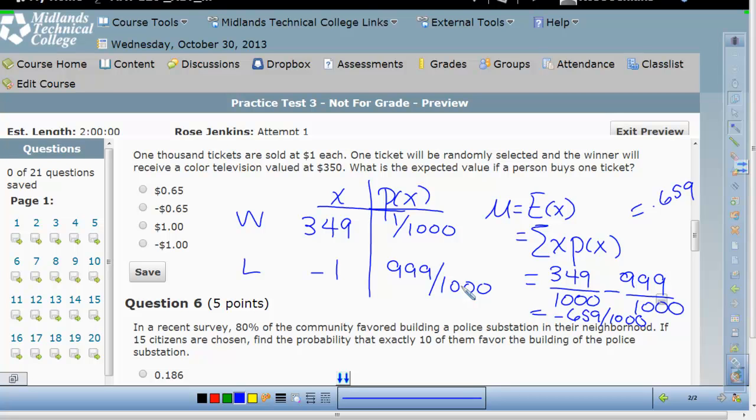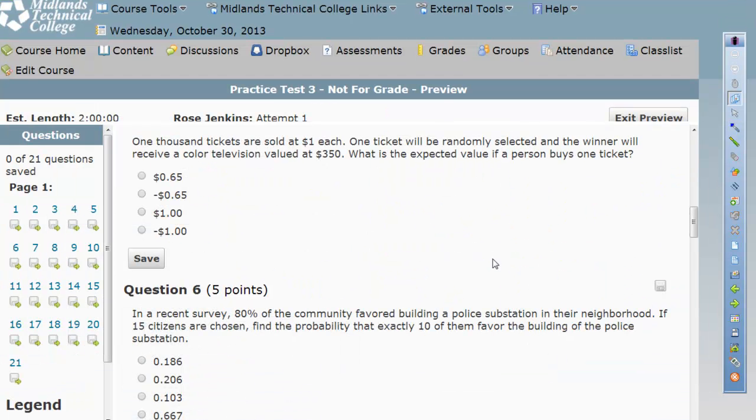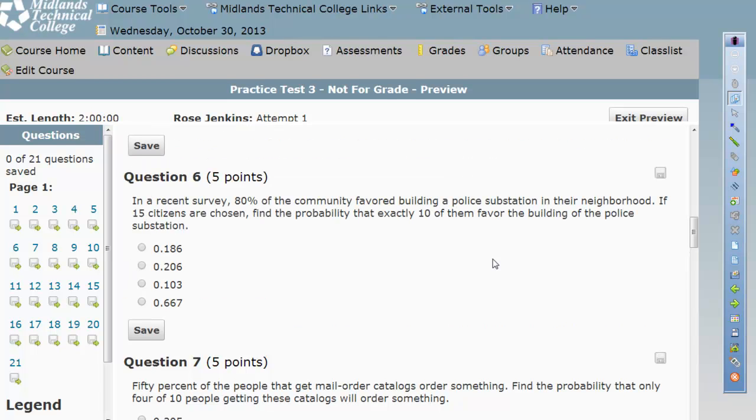All right, questions. Now, as we're doing this, you might just want to make a checklist of concepts that we've talked about, because these are the very things we've talked about, and sometimes they almost appear in the order in which we talked about them. Okay? So, next thing, we've got a word problem. It says, in a recent survey, 80% of the community favored building a police substation in their neighborhood. If 15 citizens are chosen, find the probability that exactly 10 of them favor the building of the police substation.